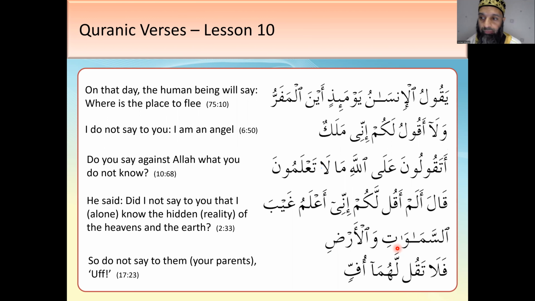Next one, ataquluna. Remember the a, when coming before a present tense verb, makes it into a question. And sometimes hal comes before in order to make a question.